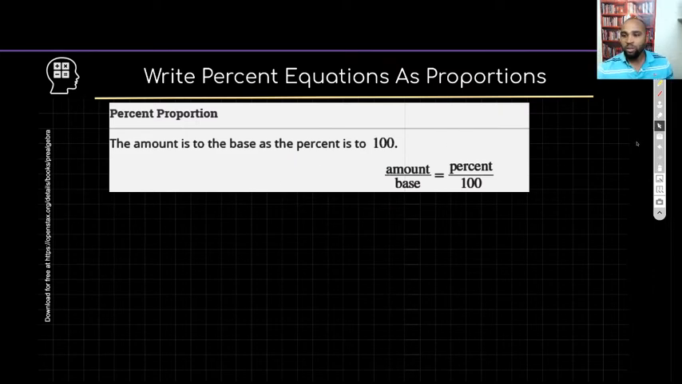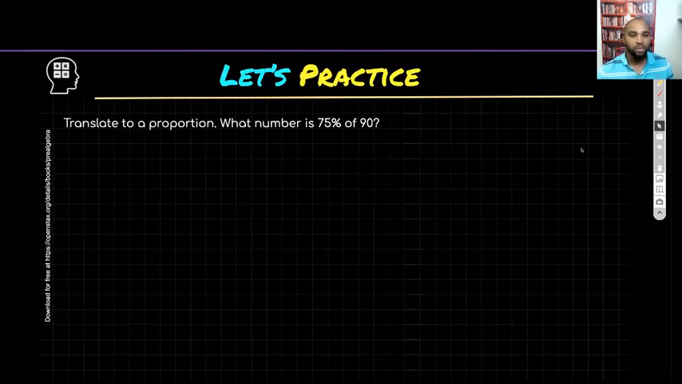And I'll show you what we mean here in this problem. So let's set this up. I already know it's going to be a proportion. And I see 75%. What number is 75% of 90? So that's the total, that's the whole thing, that's the base, however you want to call it. And I'm looking for the is. What number is the piece of 90?